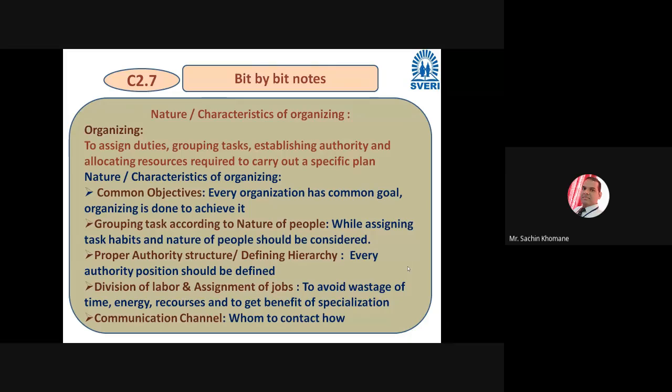Let me clear once again. In the title of the chapter also I have cleared. Organizing is nothing but assigning the duties. Assigning the duties means giving the duties. Grouping the task means dividing the task among the people. Establishing authority means appointing the leader for that. And allocating resources required to carry out the specific plan. Allocating resources means giving certain resources like maybe man, money, machineries, tools, whatever required to achieve the specific plan. So this activity is the organizing.